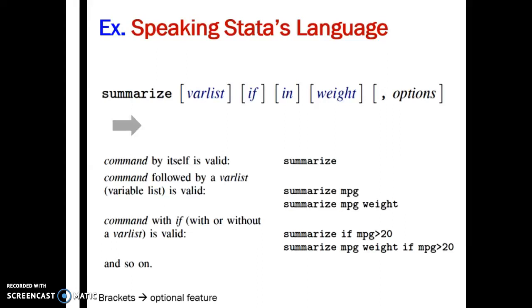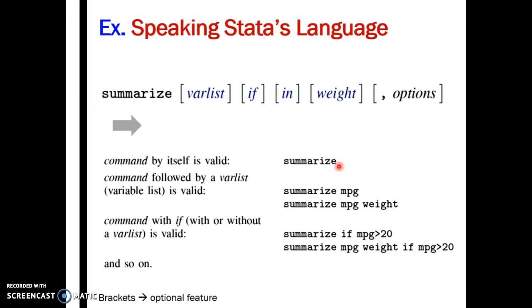Let's take the command summarize as an example. Summarize is used to compute descriptive statistics such as the mean and standard deviation of a variable. Let's assume we have the variables miles per gallon and weight in our dataset. We can execute different variations of the summarize command depending on which optional statements we decide to include. If we exclude all of these bracketed statements and execute only the command itself, we would get a list of descriptive statistics for all of the variables in the dataset.